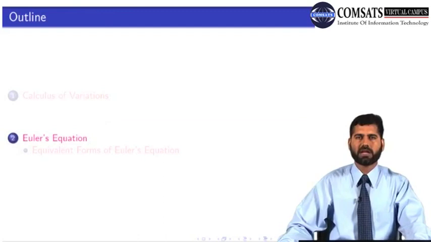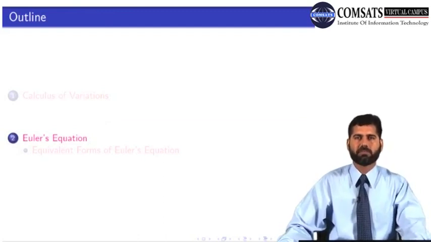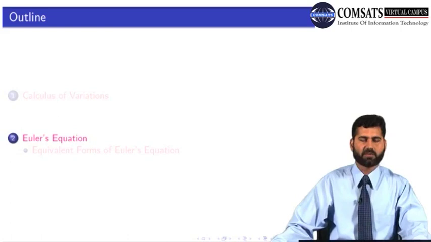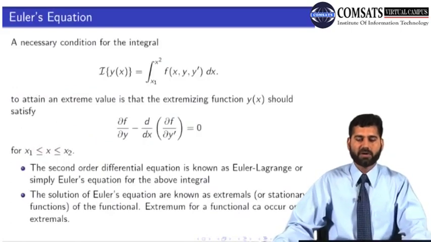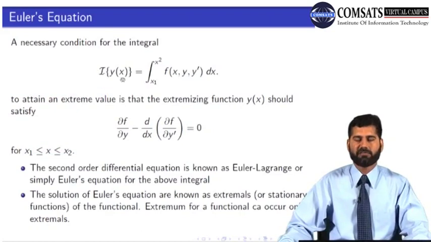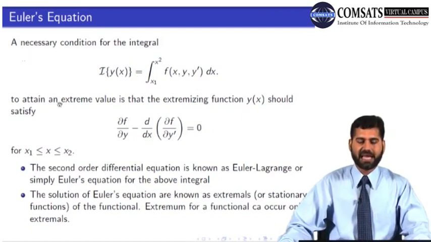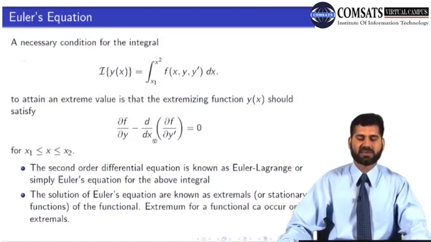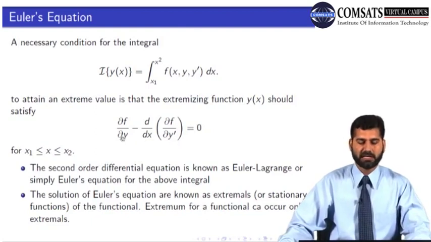All right, now let's move on to discuss Euler's equation, which is very important in calculus of variations. What is Euler's equation? If you go back to the same functional I of y of x, which is the integral from x1 to x2 of f of x, y, y prime dx, a necessary condition for this integral to attain an extreme value is that the extremizing function y of x should satisfy this equation, for all x between x1 and x2. This equation is partial f by partial y minus d by dx of partial f by partial y prime is equal to 0.